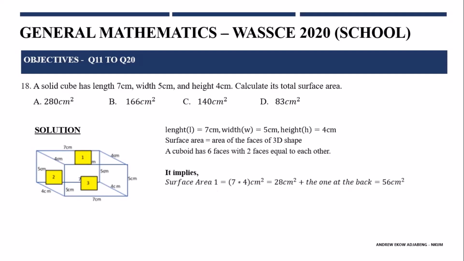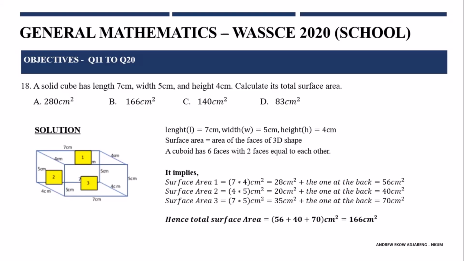So this implies that our surface area, first surface area 1, is 7 times 4 centimeters squared, which is going to give us 28 centimeters squared, plus the 1 at the back, because there are 2 faces. So that is 28 plus 28, because they have the same surface area. That's going to give us 56 centimeters squared.